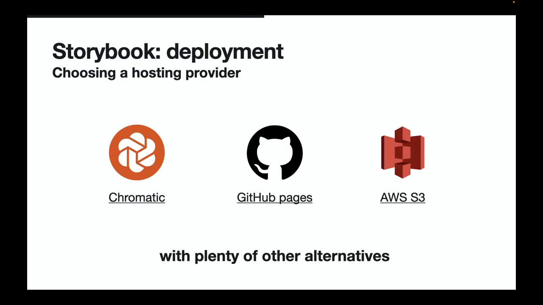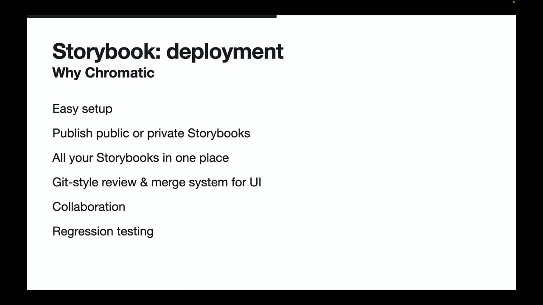So here we have multiple choices. We have Chromatic, which is made by the same team as Storybook. Because at the end of the day, when you build a Storybook, it's just a static website, you can host it on every provider that supports static files. So GitHub Pages, AWS S3, and there are plenty more, Vercel and so on. But in that case, I want to show you guys Chromatic because there are a couple more things that you get for free on Chromatic that you will not find on other hosting providers. So first, it's very easy to set up.